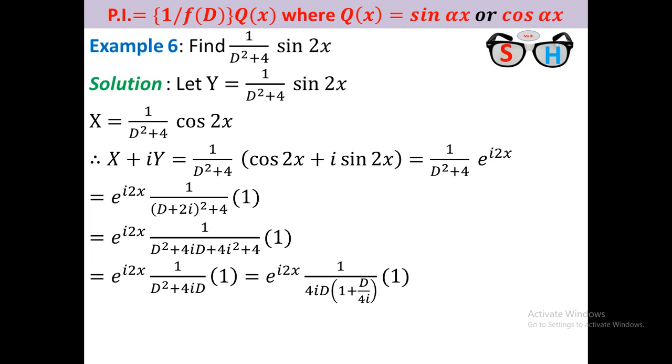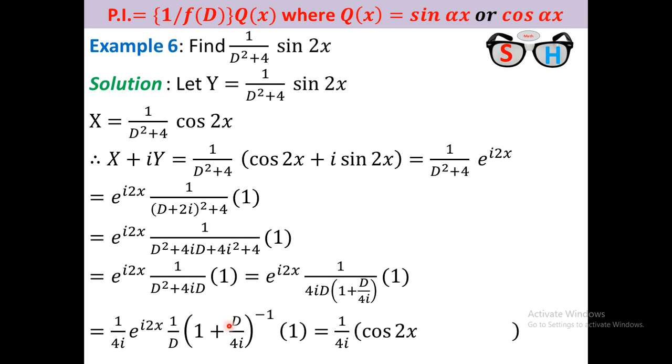Now this will be 1 by 4i e to the power 2ix, this is 1 by D, and this is 1 plus D by 4i whole to the minus 1, and you have to express it as an infinite series, but here is a polynomial of 0 degree, therefore here 1 minus D by 4i plus D square by 4i whole square. If you operate D by 4i or D square by 4i whole square on 1, the result will be 0, therefore this will be 1 by D of 1, and here e to the power i2x is cos 2x plus i sin 2x. Okay, therefore here X plus iY equal to that. You have to find mainly Y.